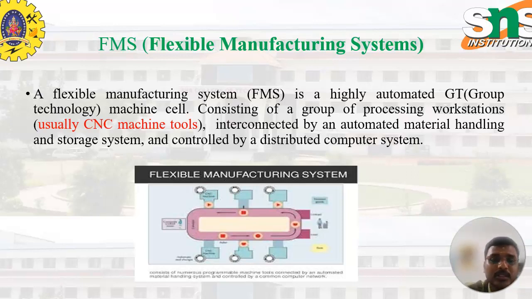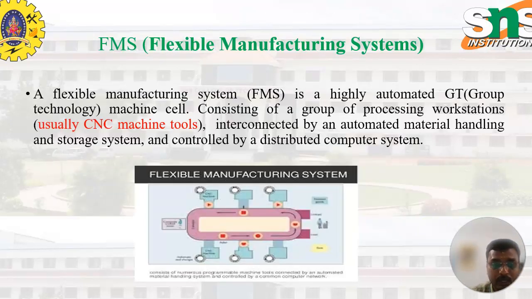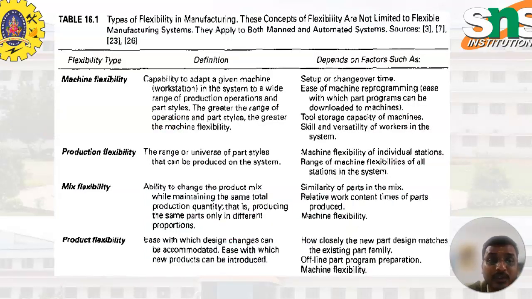Group technology is nothing but the grouping of similar parts or machining operations together to make the product. Here we have many types of advantages and many types of layouts. Some of the flexibilities in manufacturing are machine flexibility, production flexibility, mixed flexibility, and product flexibility.